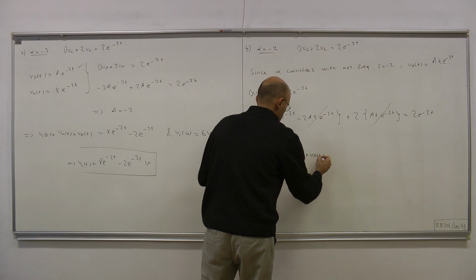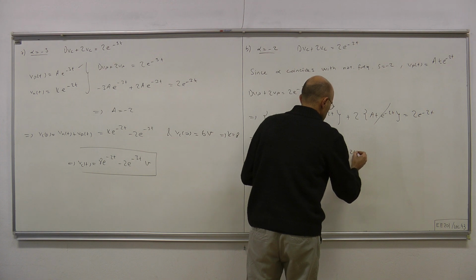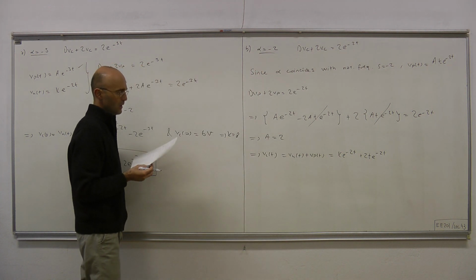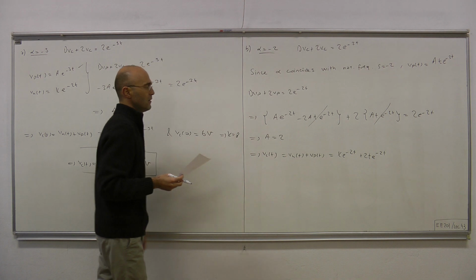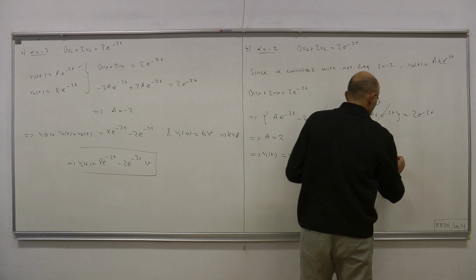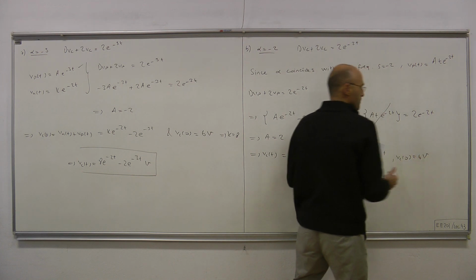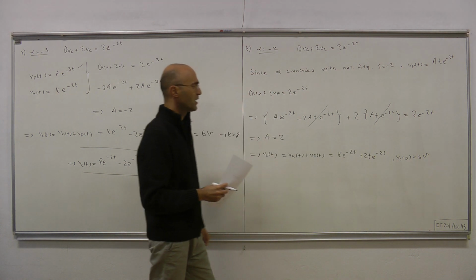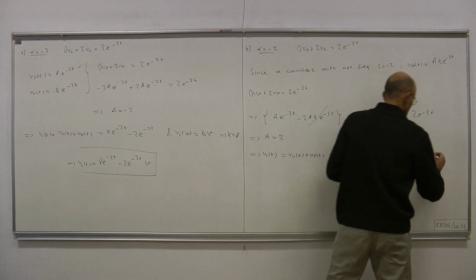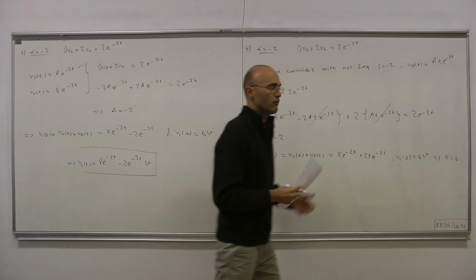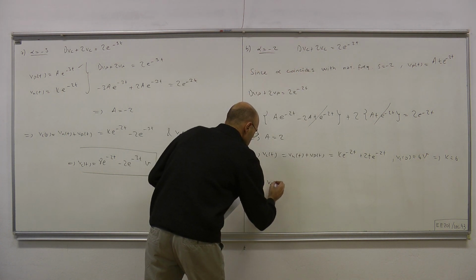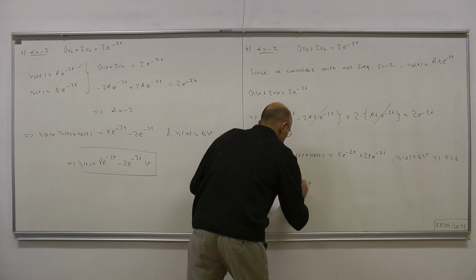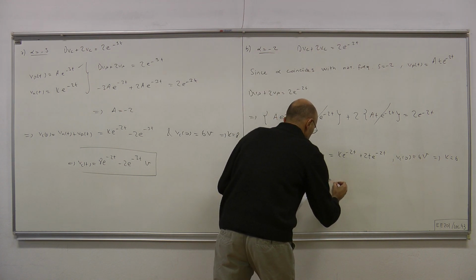vh(t) plus vp(t), and in this case we have k e to the minus 2t plus 2t e to the minus 2t. And to find k, again we use the initial condition constraint. vc(0) must be 6 volts. If you plug in t equals 0, the particular solution disappears, and what we have is k equals 6. k equals 6. Therefore, the overall solution for this case is (6 plus 2t) times e to the minus 2t.